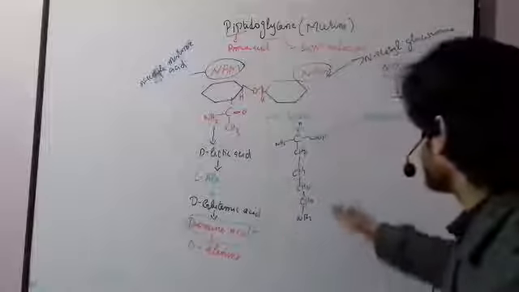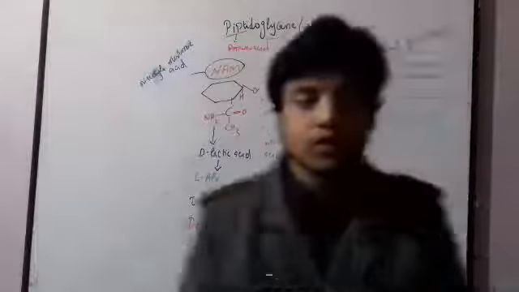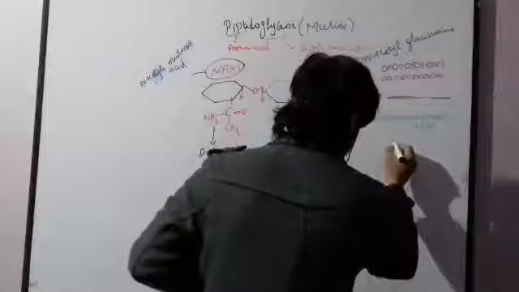So this is the lysine. Lysine will look like this form, and if we see the structure of meso-diaminopimelic acid, it will look like this form.